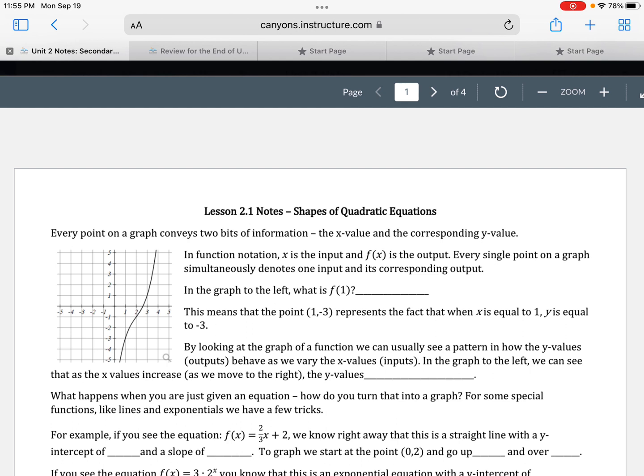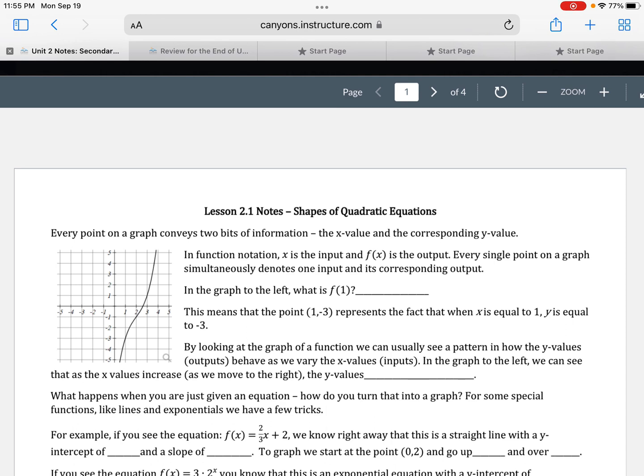So let's just go through these notes and then you can start on the homework. Here we're going to talk about the shape of quadratic equations. Let's first talk, big picture, about what a graph is. A graph conveys two bits of information, the x value and the corresponding y value. In function notation, x is the input, f of x is the output, and every single point on a graph simultaneously denotes one input and its corresponding output.